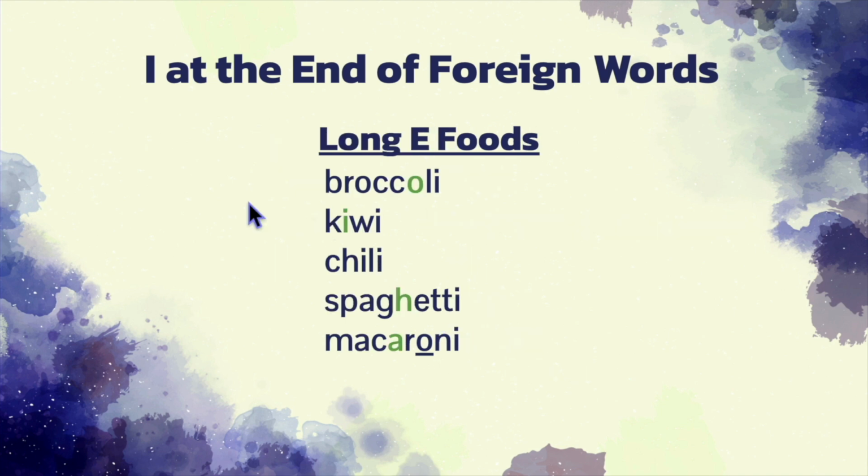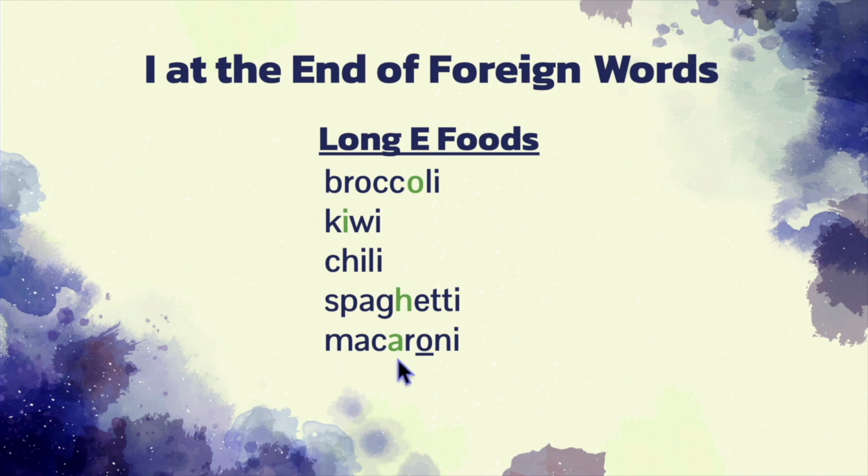Several of the words ending in I in English are imported words from other languages where the I has the long E sound, like broccoli. Note that this O takes a muffled schwa sound or even disappears entirely. Kiwi with a long E. Chili, this H will be silent.